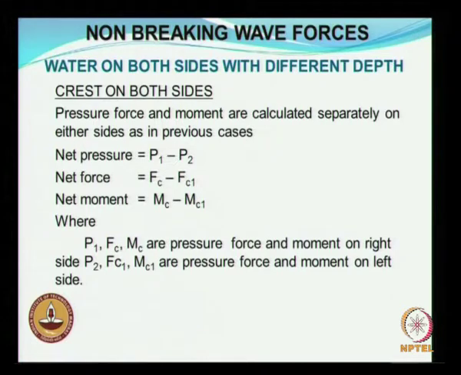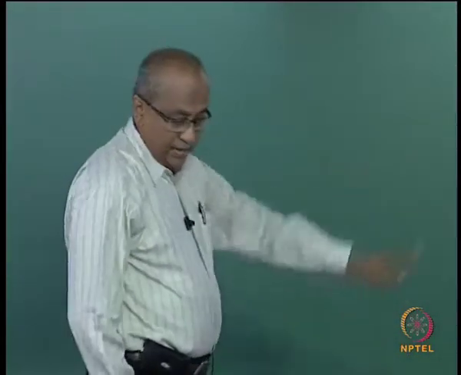Now again the same thing, when you have water on both sides but with different depth. So the pressure and moment are calculated in the usual fashion, P1 minus P2, and then Fc minus Fc1 and Mc minus Mc1. That is, you have this side water depth is different. So now in this case because you have the different water depth, you have to consider both your static as well as the dynamic part. Is that clear? So the same way whatever we have done, only thing is make sure that you are taking the correct values and correct conditions.